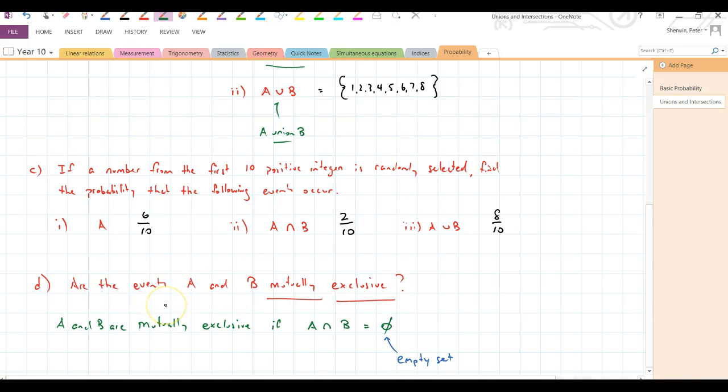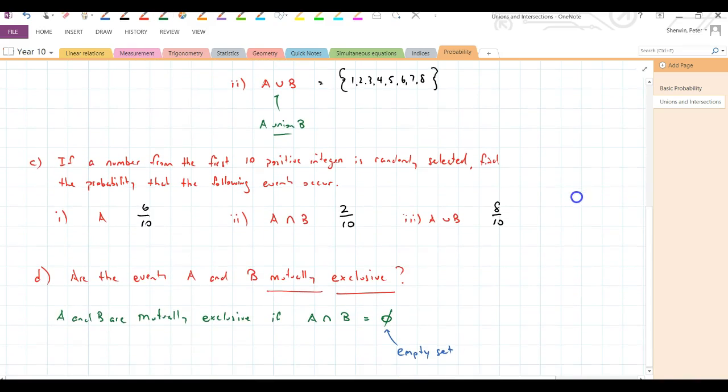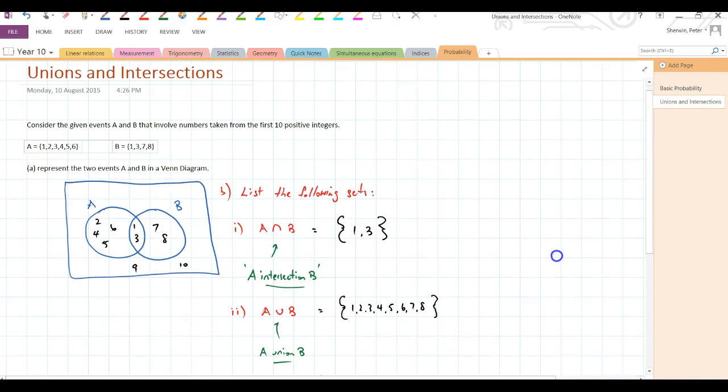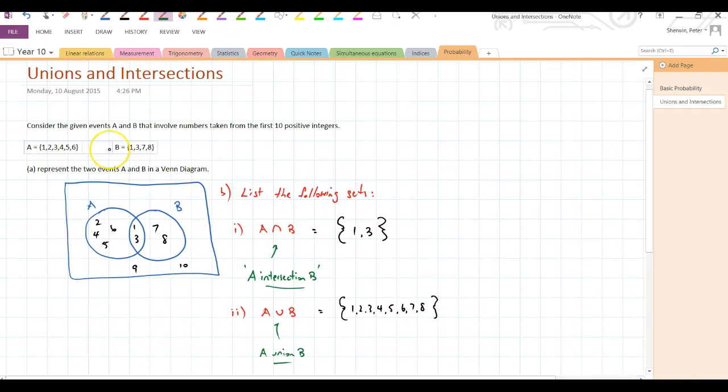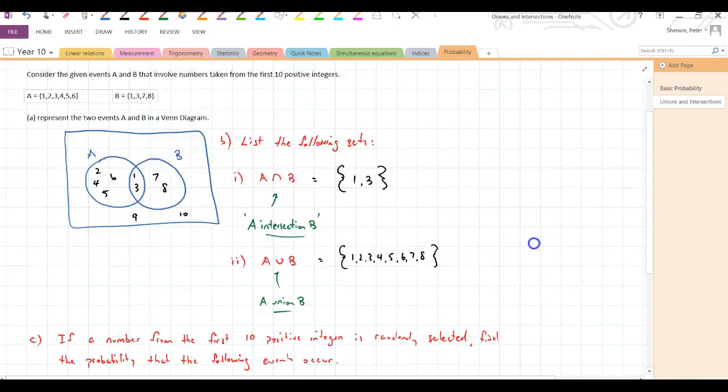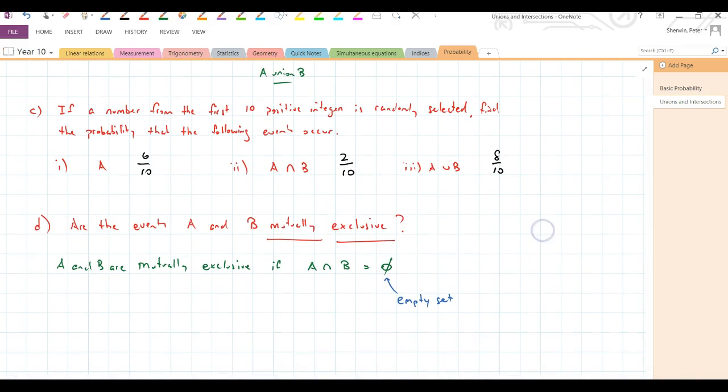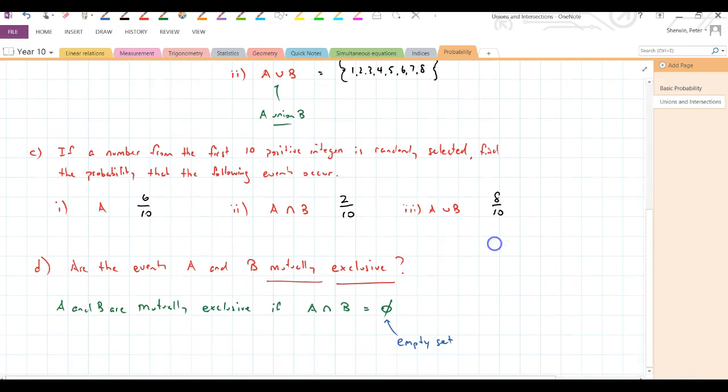And a word here on mutually exclusive. Just have a look at this question. Are the events A and B mutually exclusive? Well, let's have a look at this definition here. A and B are mutually exclusive if their intersection is equal to the empty set or the null set. That's the symbol there for the empty set. So if there's no intersection, that means they're mutually exclusive, if there are no elements that belong to both A and B. In this case, are the events A and B mutually exclusive? Well, it's not an empty set, is it? We've got 1 and 3 sitting in there, so the answer to that is no.